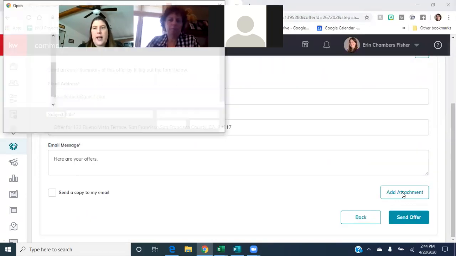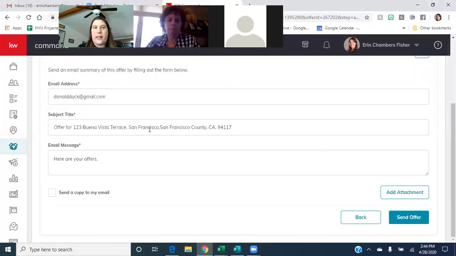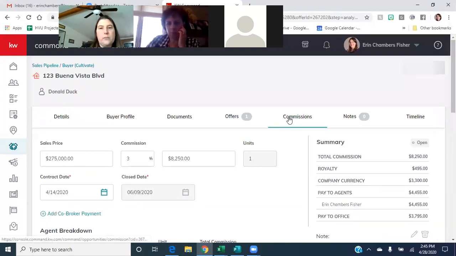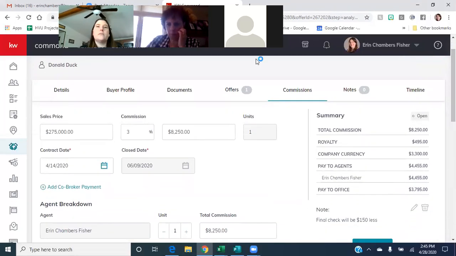Oh, okay. So you can add an attachment for whatever it is that you're adding. You could add the actual offer so that they could take a look at it. That's what you would do when you're sending it to, say, the seller. If you chose to send it to the seller or you chose to send it to the other agent to have them take a look at it through here, you could do it either way. Okay, cool.